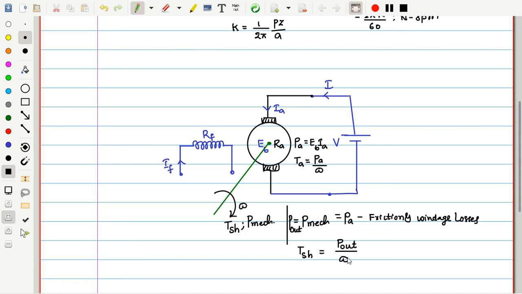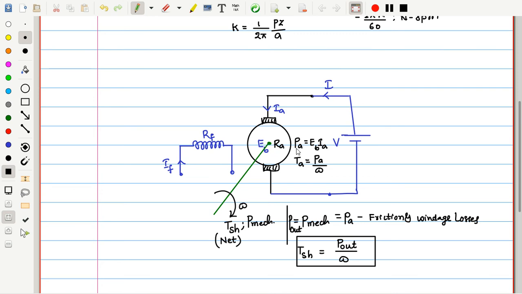Always remember, the product of torque and angular velocity is the power. So this is the ultimate power, which we call the net power or net torque, whereas the armature power we call the gross torque or gross power.